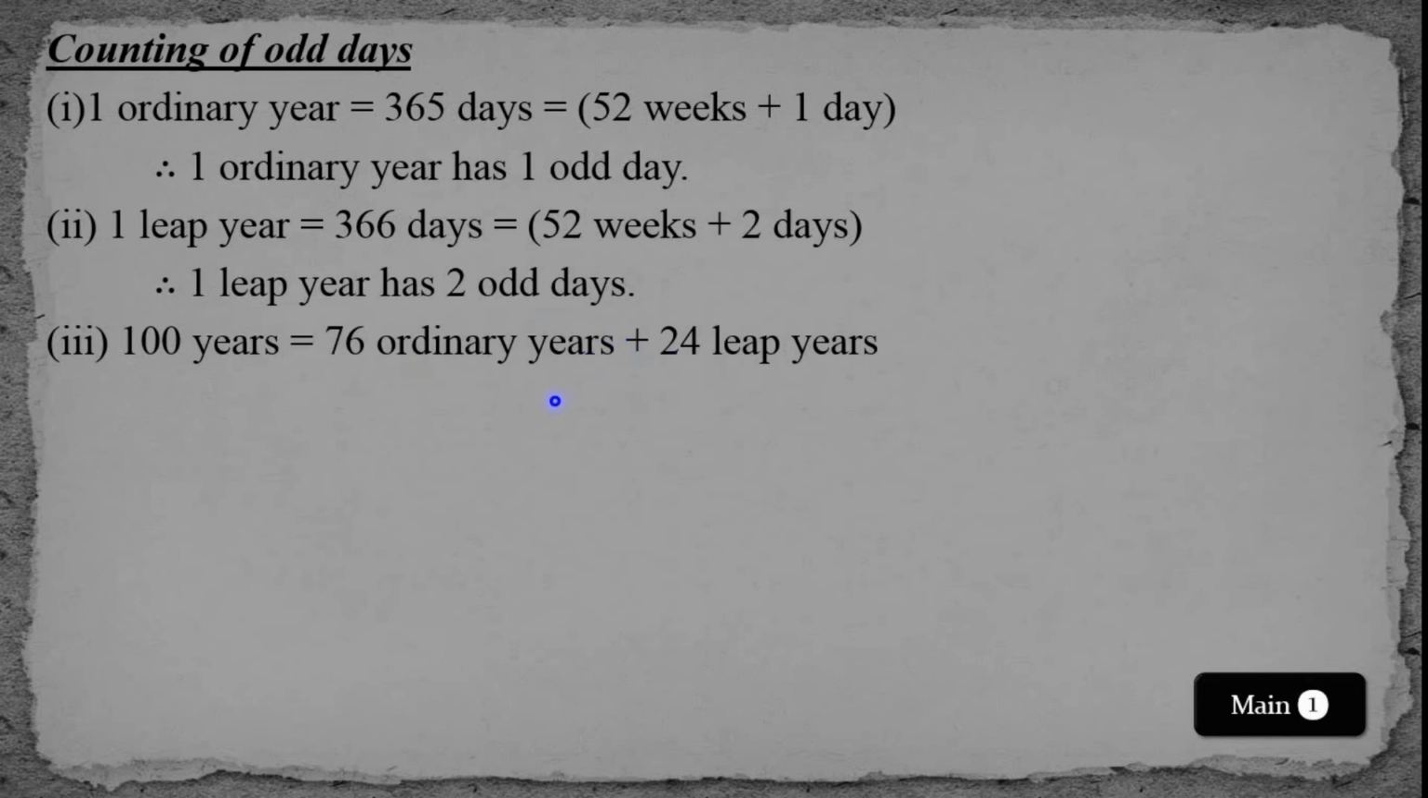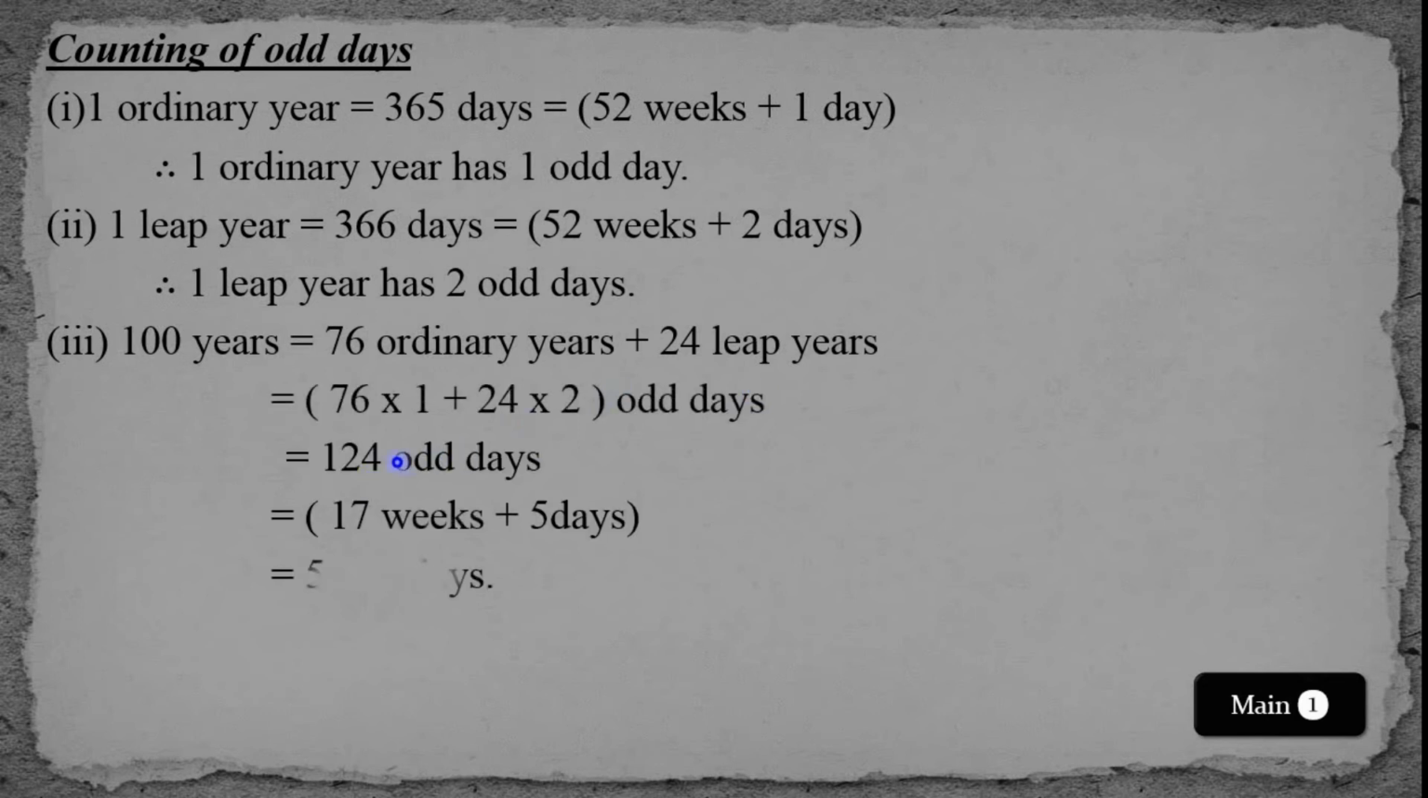Every ordinary year has 1 odd day. Every leap year has 2 odd days. Therefore, 76 into 1 plus 24 into 2, 76 plus 48, we get 124 odd days. Since 124 is greater than 6, we can form a number of weeks. When we divide 124 by 7, we get quotient 17 plus remainder 5. Therefore, the number of odd days in 100 years equal to 5 odd days.